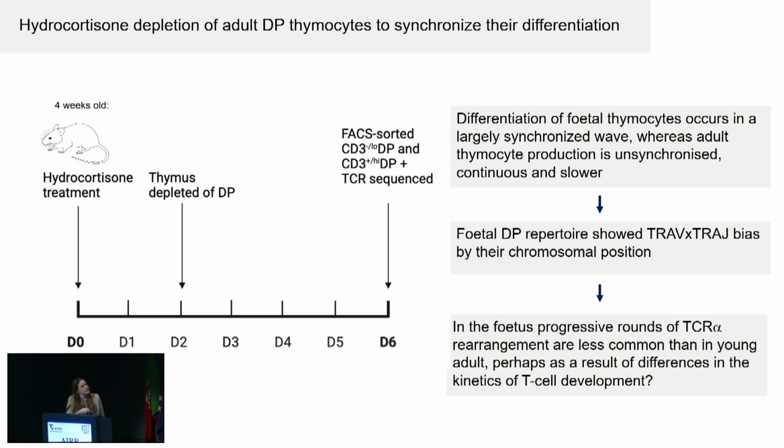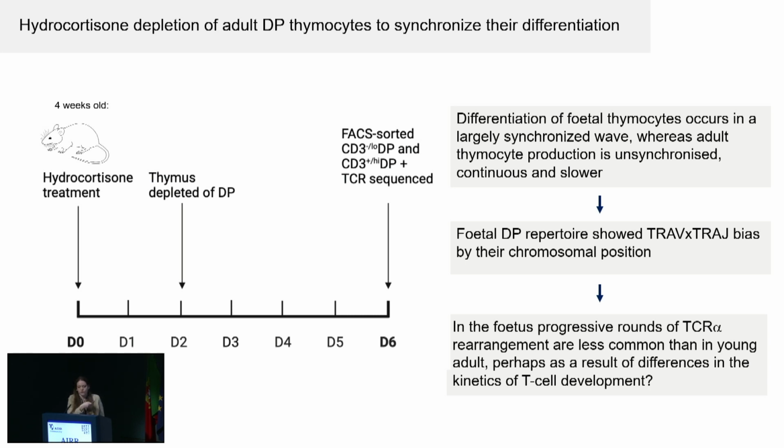So in the fetus, it's generally a large synchronized wave of cells, whereas in the adult, it's unsynchronized, it's slower, there's homeostasis, and there's an accumulation of cell types over time. So we wanted to see if this would affect the young adult population.